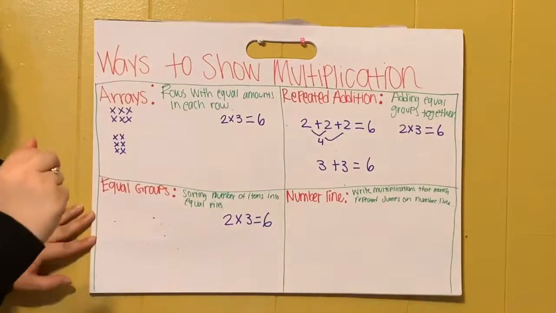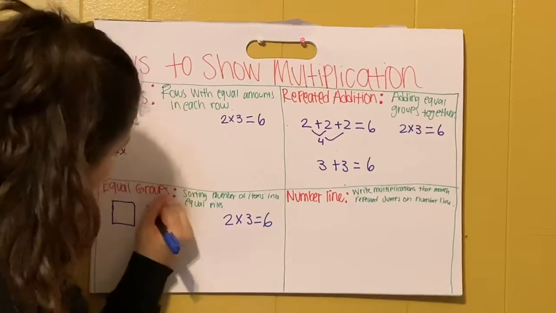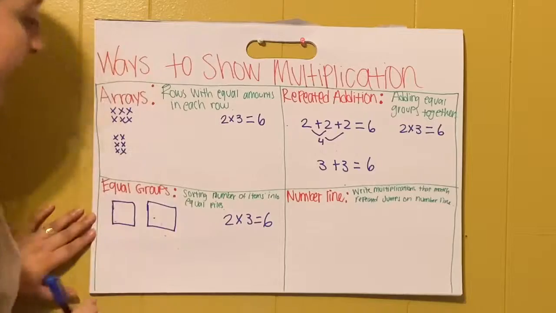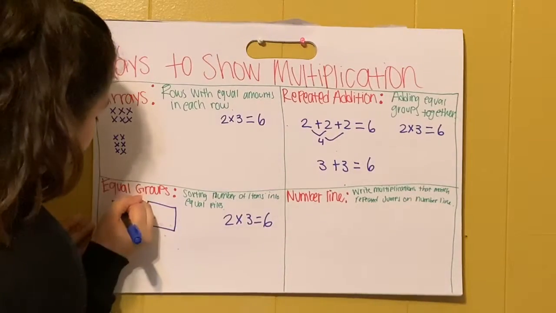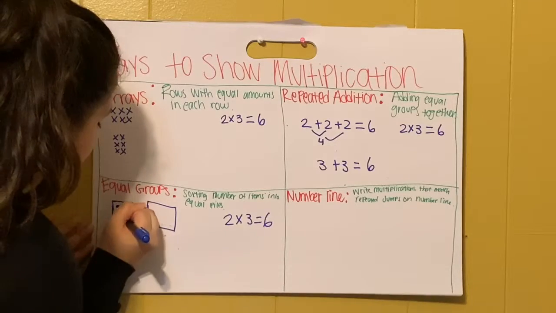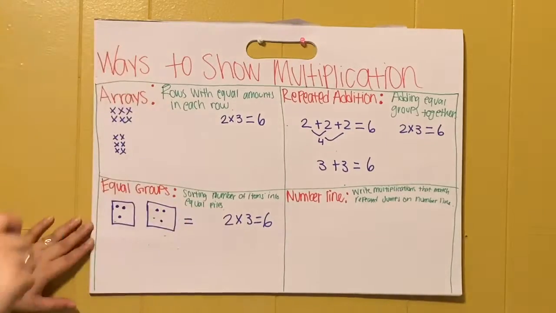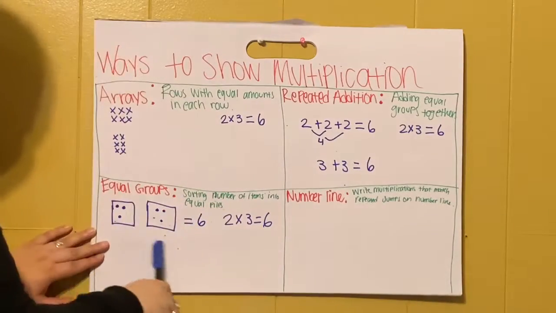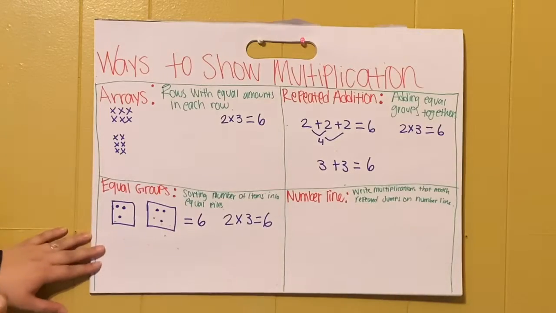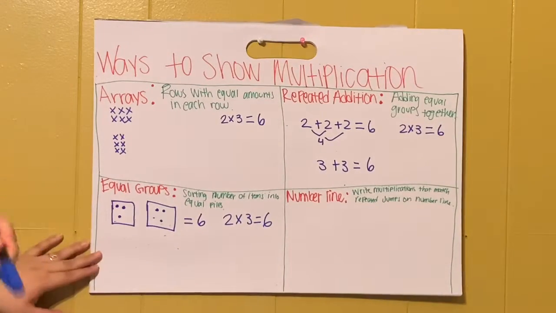Let's go ahead and use boxes for our groups. We have 1 group and we have 2 groups. Now, there should be 3 circles in each group. Let's go ahead and do 1, 2, and 3. 1, 2, and 3. Now, that equals, if we add them all up, 6. And that shows 2 times 3 equals 6. Or you can use 3 groups and have 2 circles in each group.